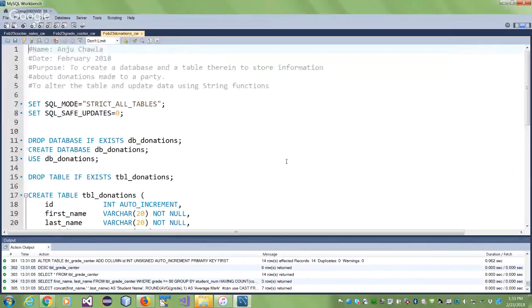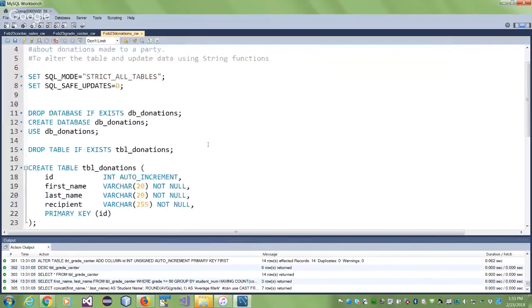I want to alter the table and update data using string functions. Here again, I'm going to add some new fields and use string functions. You just saw me concatenating the first name and the last name. Sometimes the table already has the name and I would like to break it up into first name and last name, or it has some data that I would like to break up into address or whatever. That's what I'm trying to do with string functions. So we'll do a few. Again, I can't do all of them, but I'll try my best.